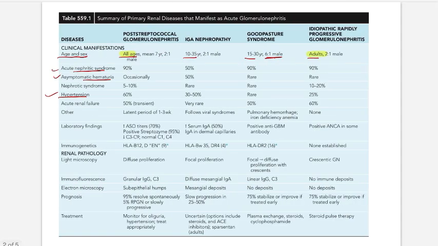Okay, so far we discussed the important considerations of these four entities, which are PSGN, IgA nephropathy, Goodpasture syndrome, and RPGN. So just remember the important salient points of these diseases. For your revision purposes, I will revise these diseases in under 30 seconds.